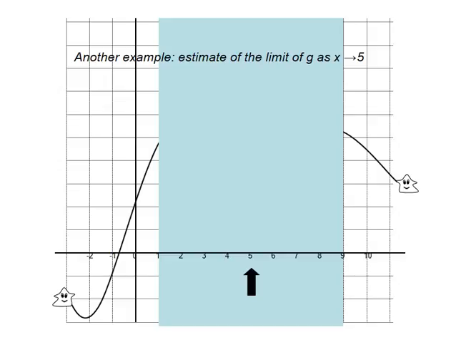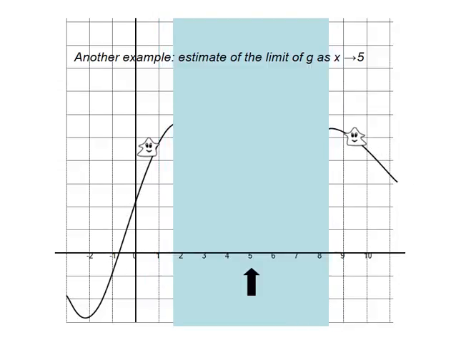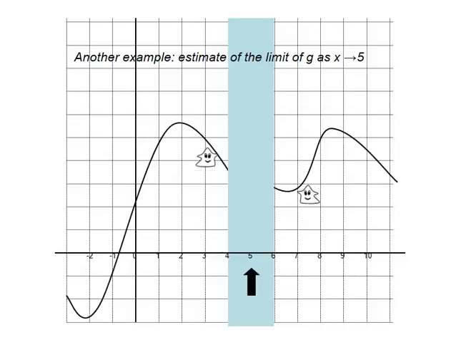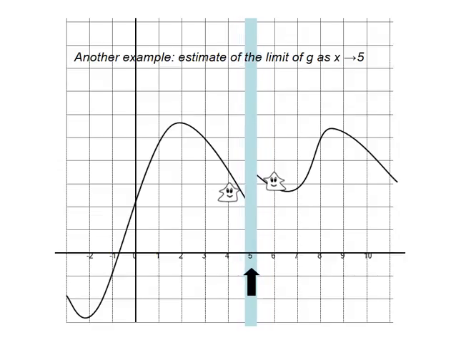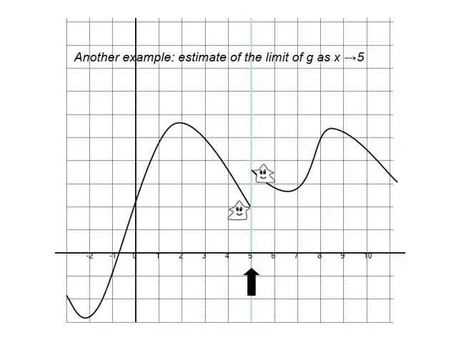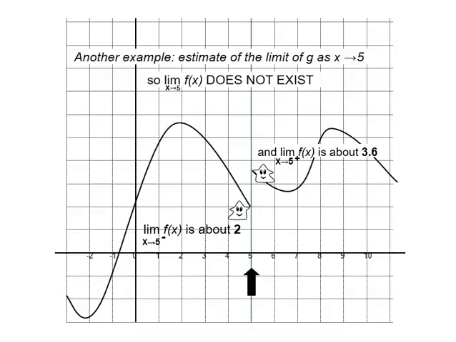Another example. Let's estimate the limit of g as x approaches 5. Get closer. And closer. And closer still. Whoa. It seems like the limit from the left of f of x is about 2, and the limit from the right, from the positive side, is about 3.6. So the limit as x goes to 5 of f of x does not exist.